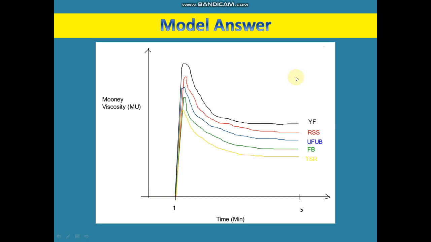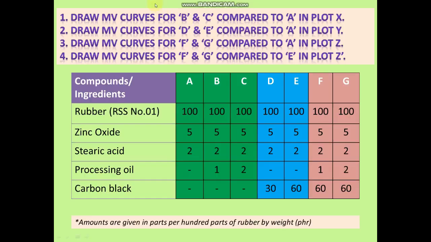Okay, we will see the answers for the next 4 questions. These are the questions. So we need to draw the potential Mooney viscosity curve for B and C compounds compared to compound A. We'll see what these compounds are first. So there are several compounds from A to G, and here are the compositions of these compounds.